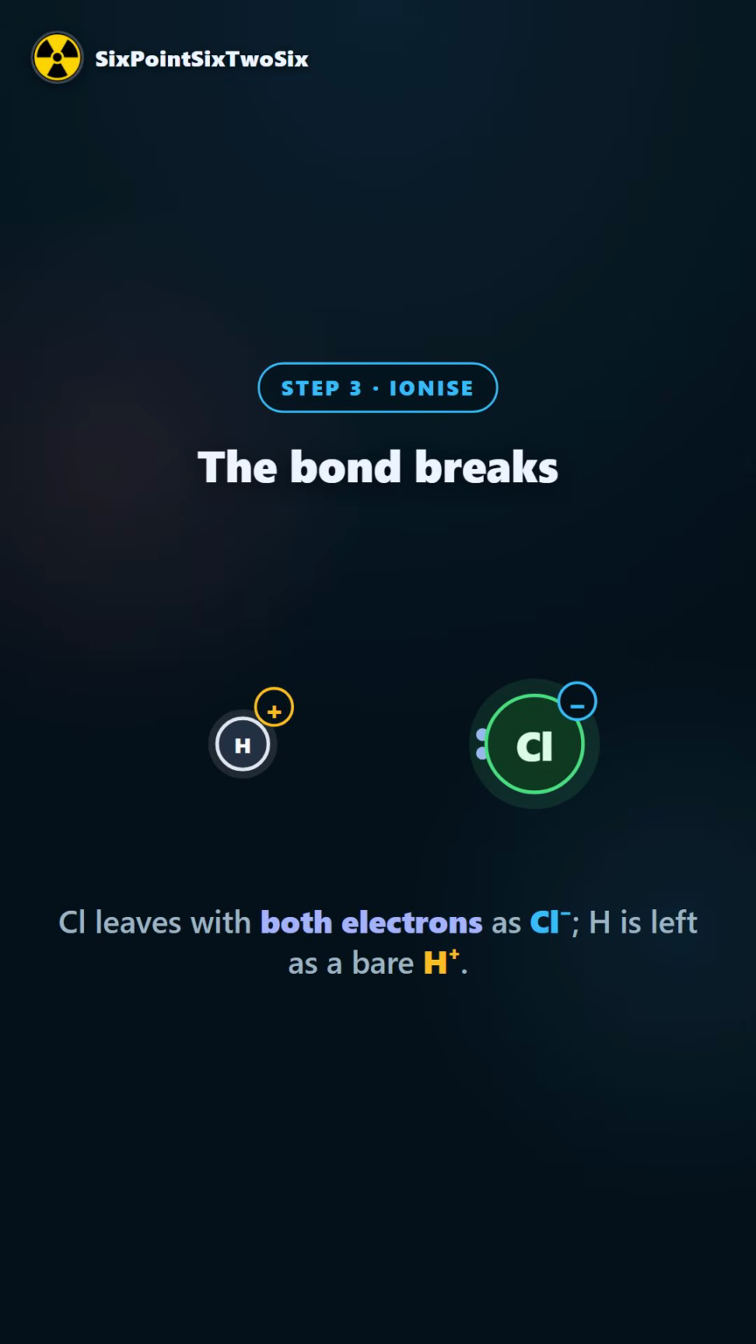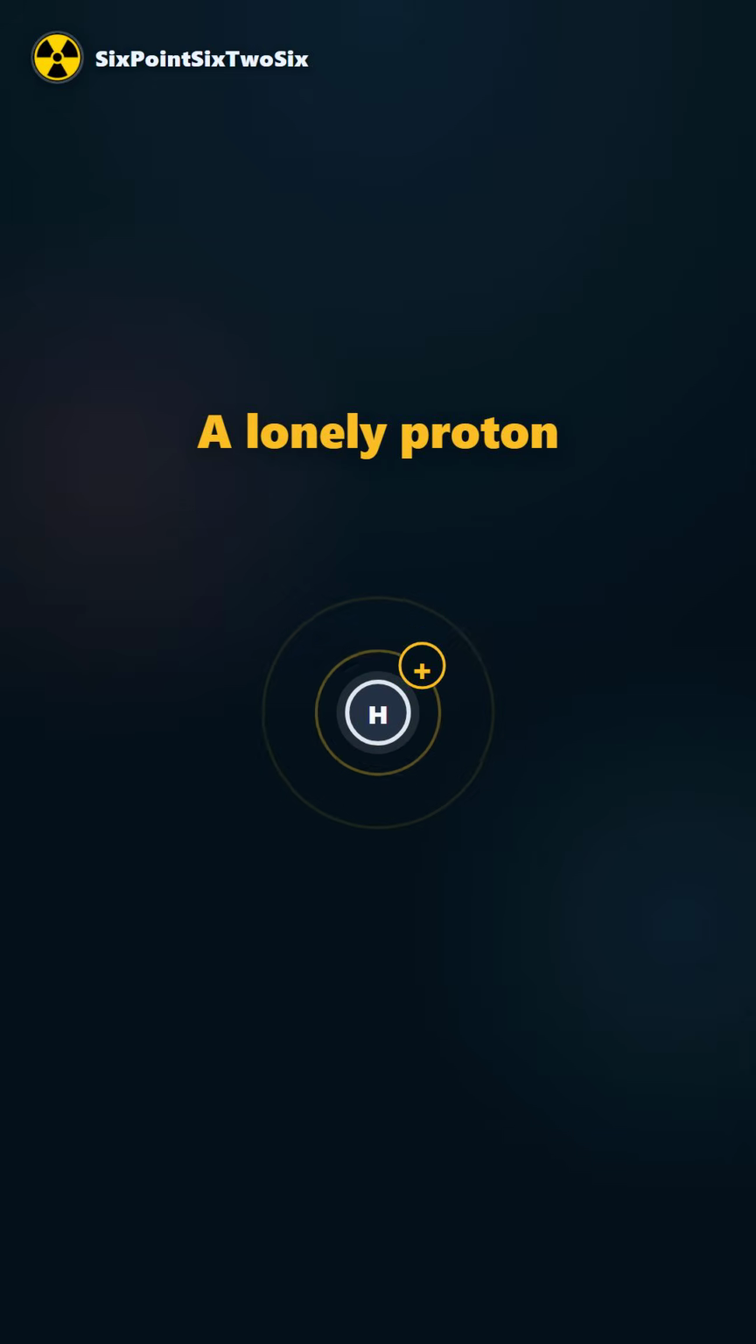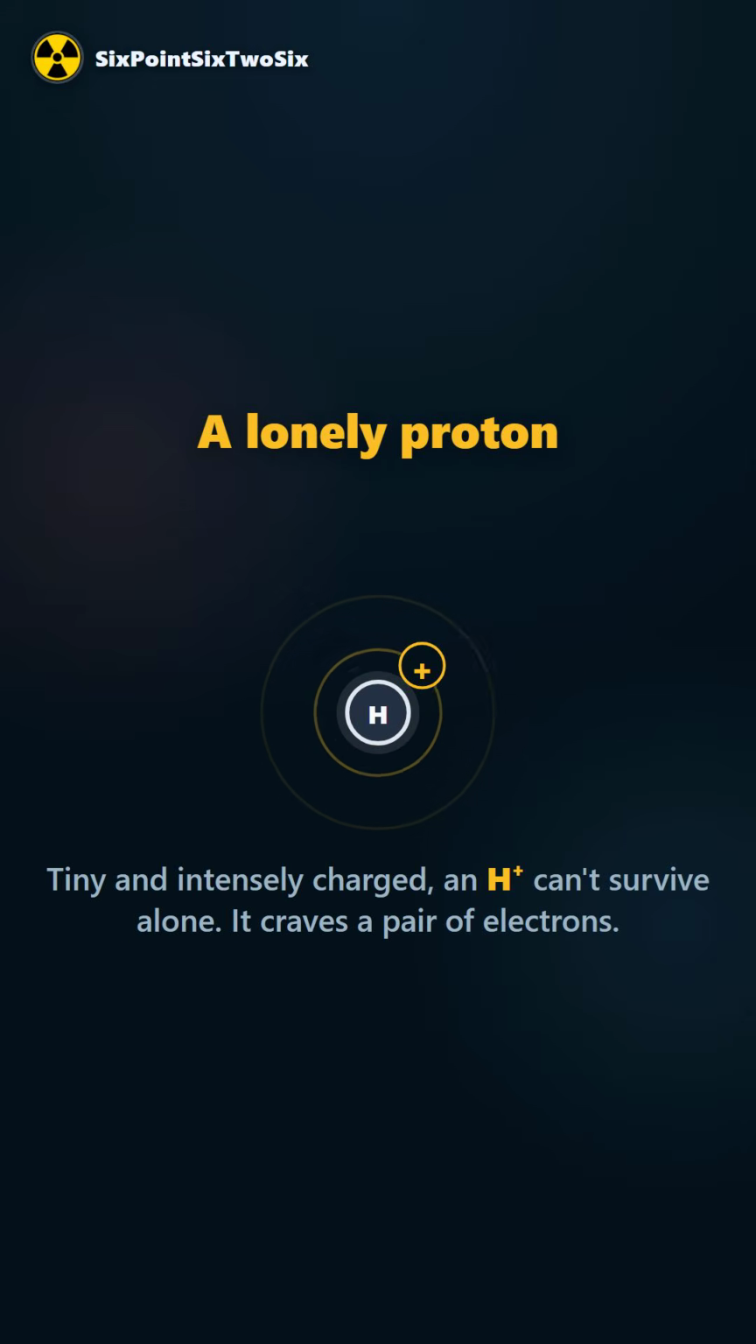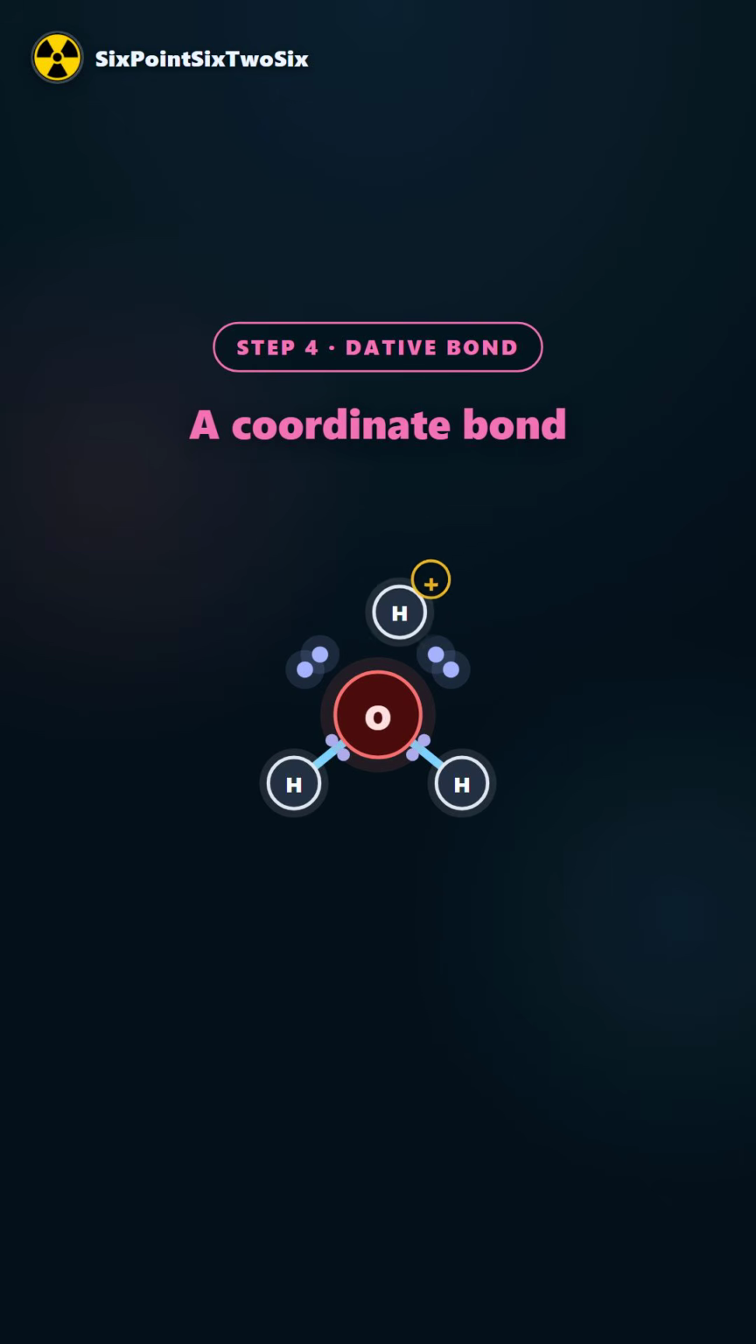Chlorine leaves with both electrons as a chloride ion. The hydrogen is left as a bare proton, an H+, with no electrons at all. But the bare proton is tiny and intensely charged. It cannot exist alone in water. It is desperate for electrons. And water has exactly what it needs.